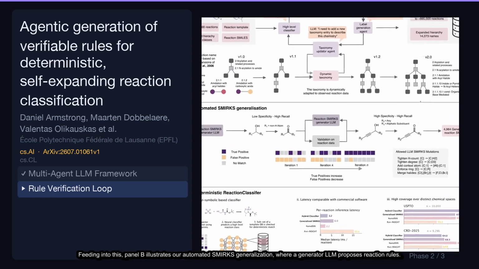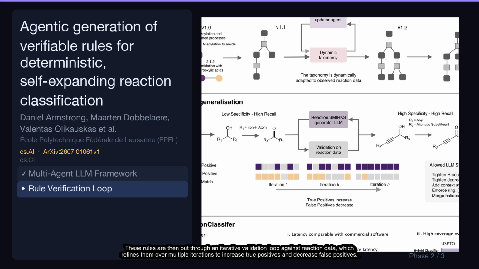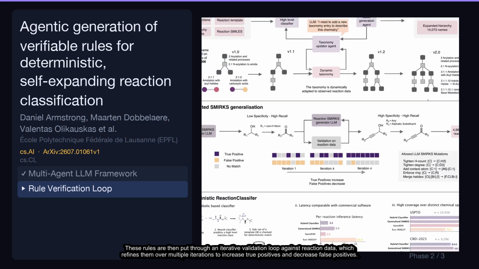Feeding into this, Panel B illustrates our automated SMERCS generalization, where a generator LLM proposes reaction rules. These rules are then put through an iterative validation loop against reaction data, which refines them over multiple iterations to increase true positives and decrease false positives.